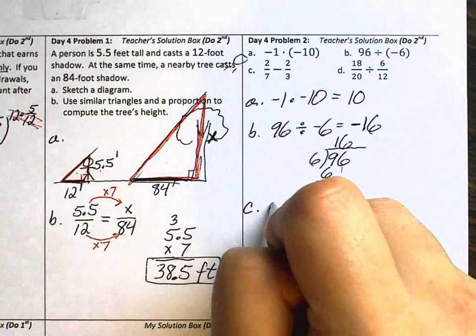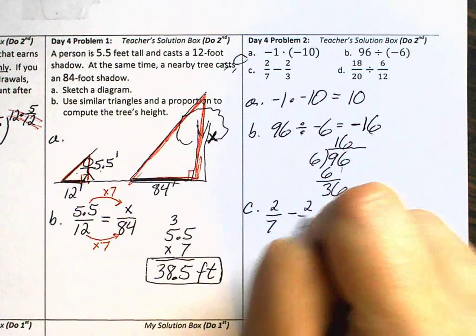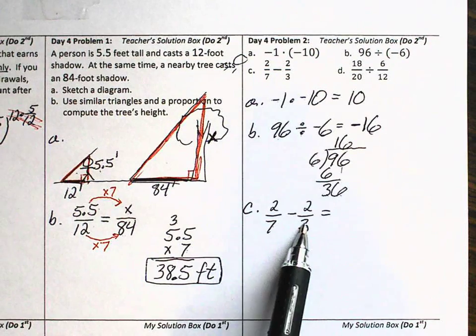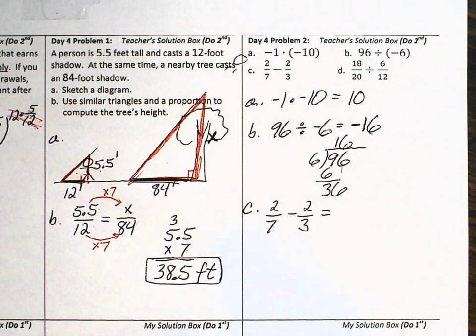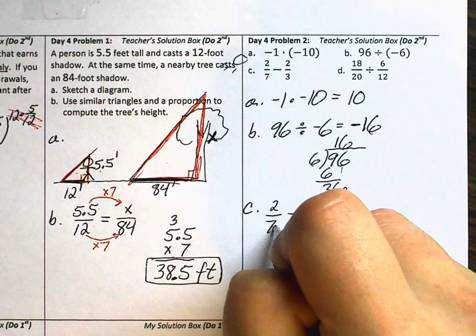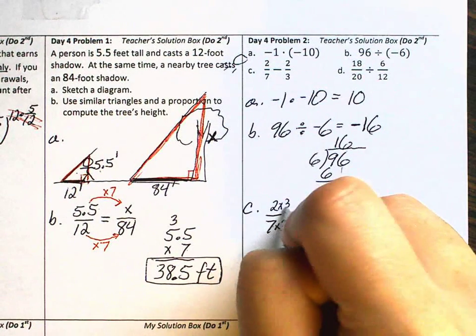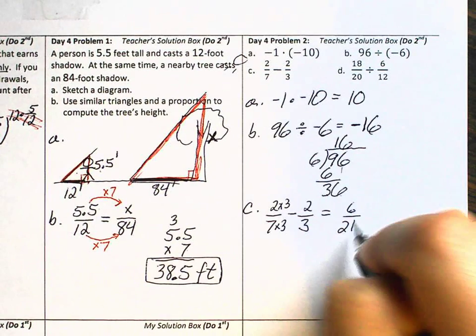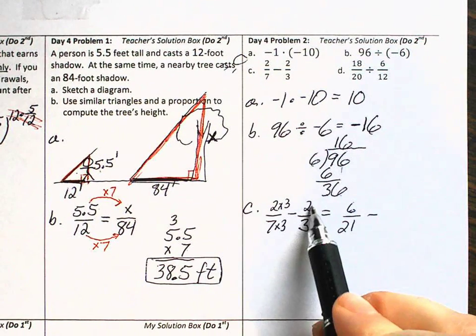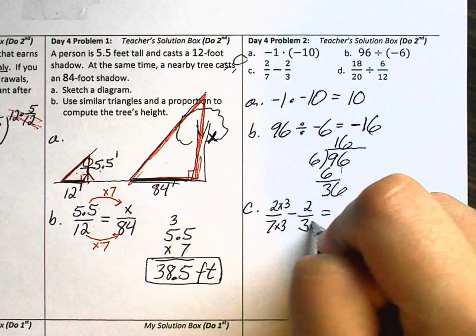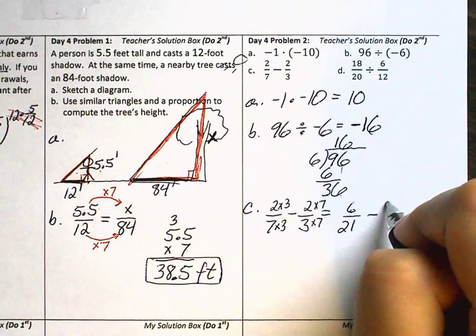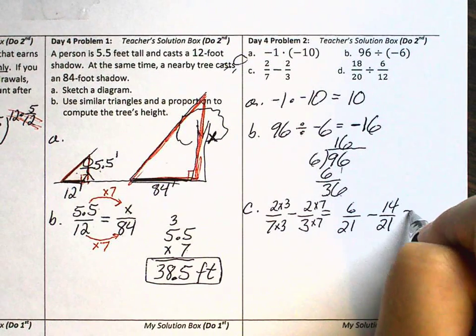Question C, subtracting fractions. To subtract fractions, we have to have the same denominator. Right now they don't have the same denominator, but that's okay. We can fix that. Let's multiply the first fraction by 3 over 3. That will change it to 6 over 21. Let's multiply the second fraction by 7 over 7. That will change it to 14 over 21.